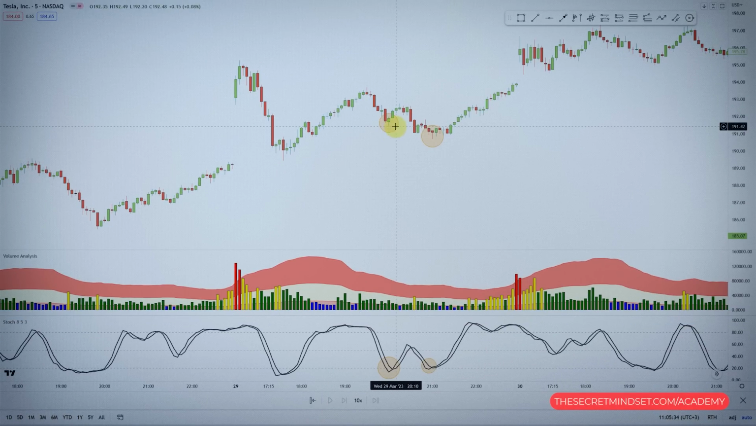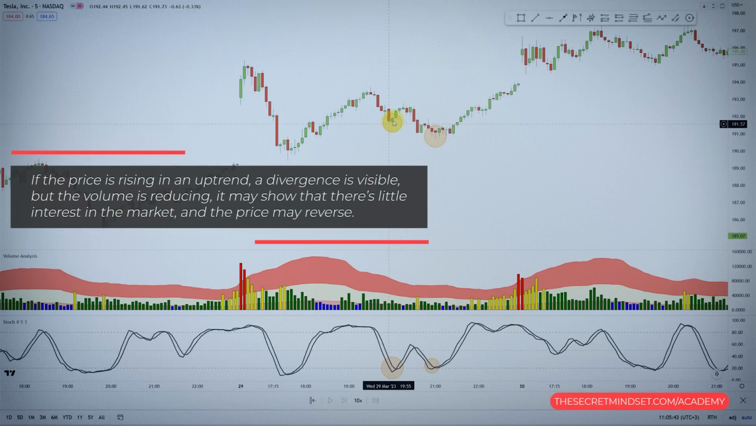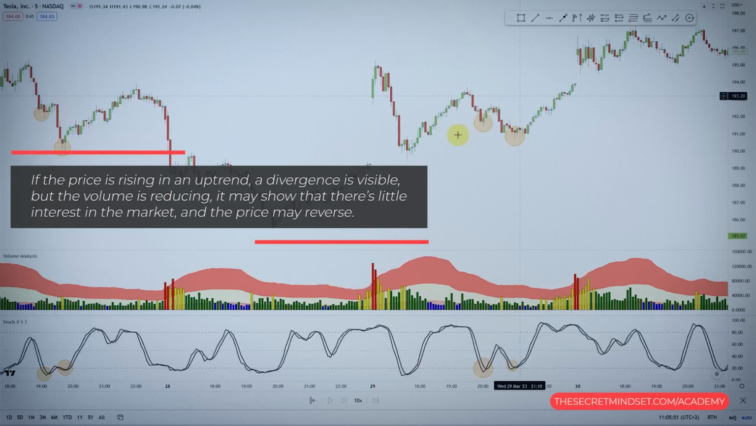Volume brings many advantages and could be of tremendous help when it comes to analyzing divergences. If the price is rising in an uptrend, a divergence is visible, but the volume is reducing. It may show that there's little interest in the market, and the price may reverse.